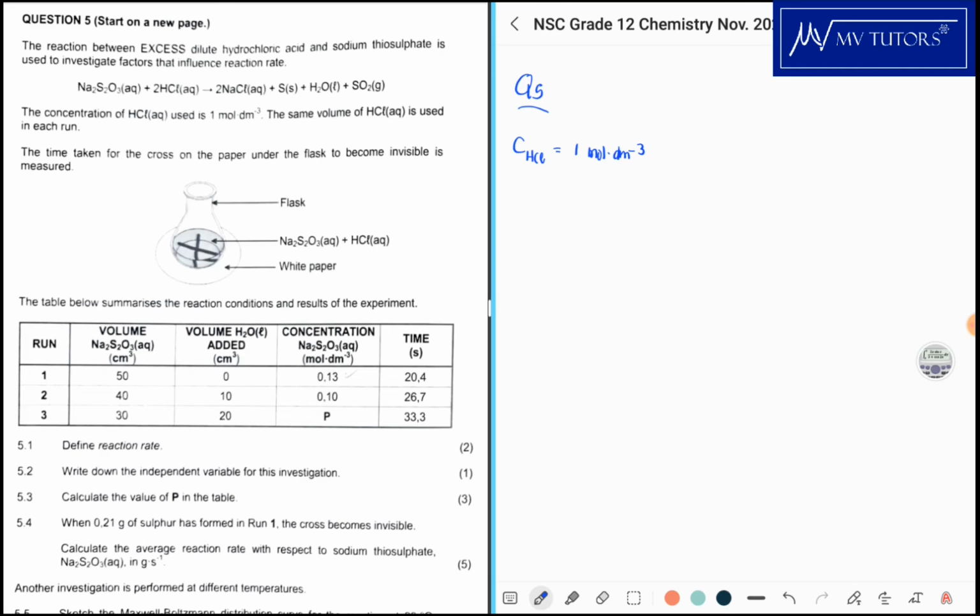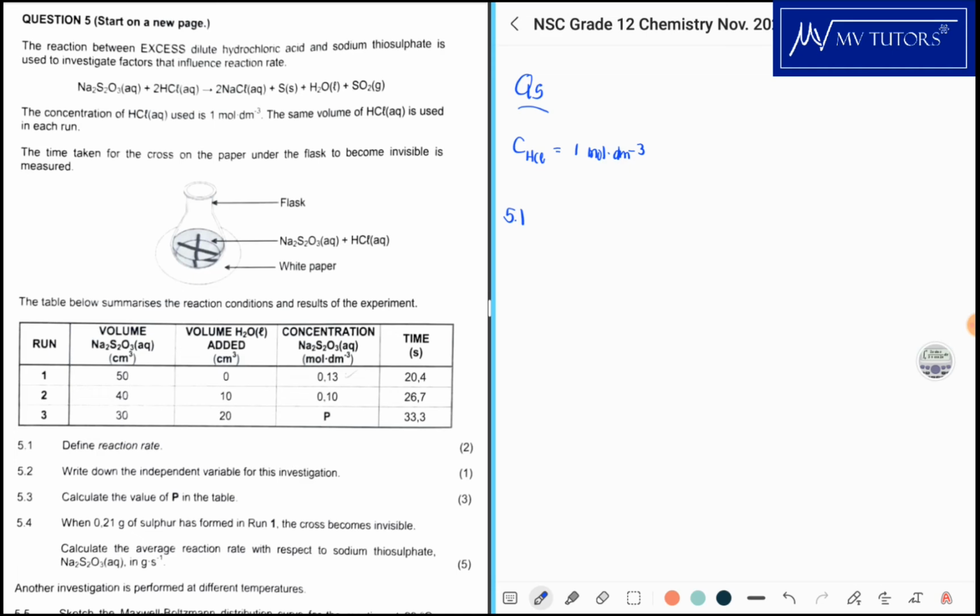And what happens to the time? Remember, the higher the concentration, the higher the rate of the reaction. So if the concentration is reducing, we will see it with the time as well. It takes longer for that X to disappear. What makes it disappear? If you look at the products that form, you'll see that we have a precipitate, which is sulfur. The milkiness or turbidity that causes the X to disappear is due to that precipitate called sulfur, and it's yellowish in color. So we sort of know what's going on. Now we can get to the questions.